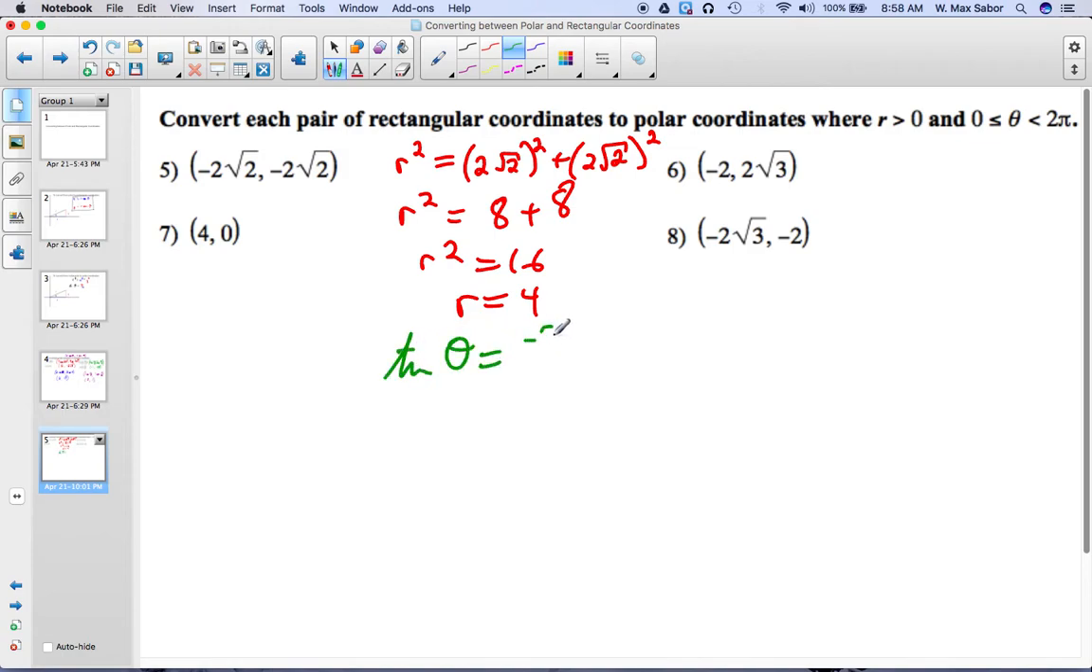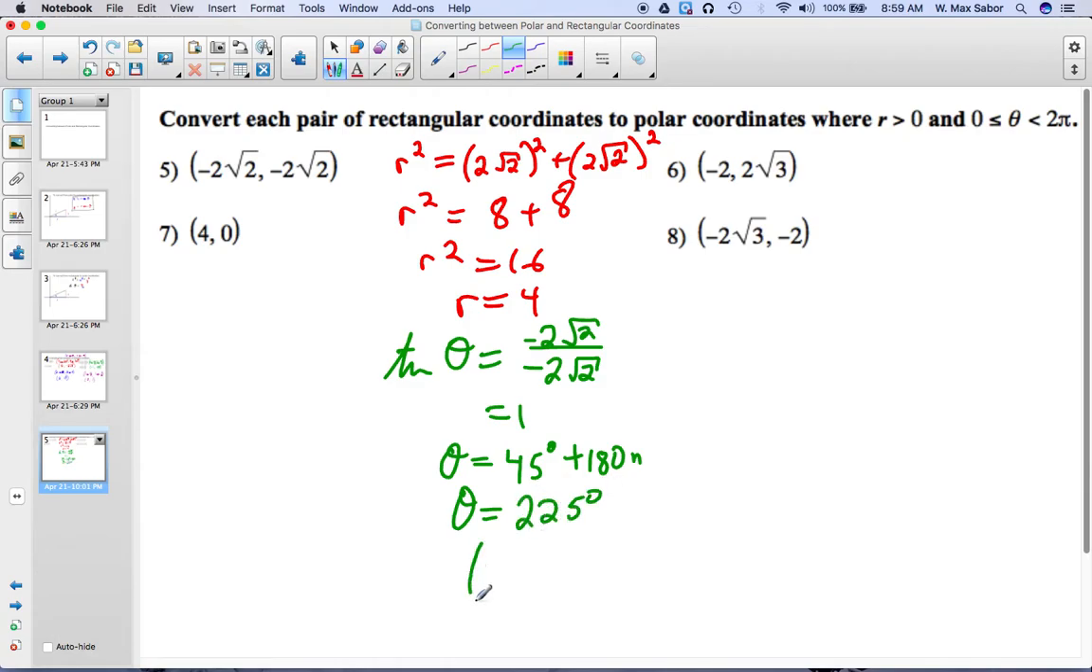And tangent of theta equals negative 2 square roots of 2 over negative 2 square roots of 2. That's y over x, so it equals 1. So theta is going to be 45 degrees plus 180n. Now we can look at the quadrant of negative 2 square roots of 2 comma negative 2 square roots of 2 to determine that n is going to have to be 1. So theta is not 45 degrees, but rather 225 degrees. So that's our first answer: 4 comma 225 degrees.